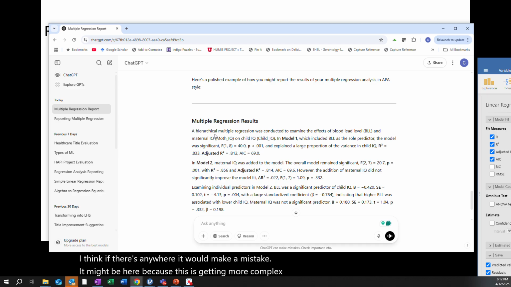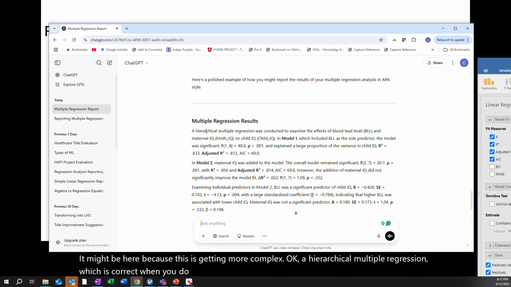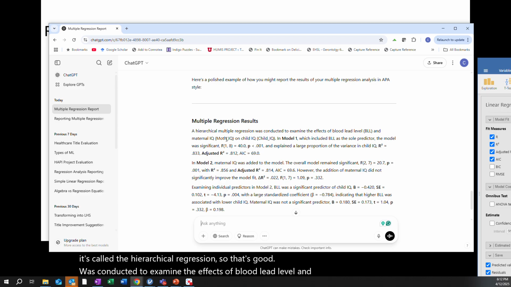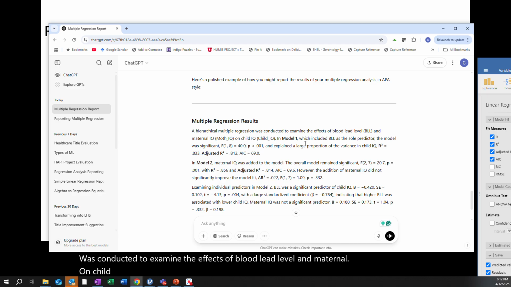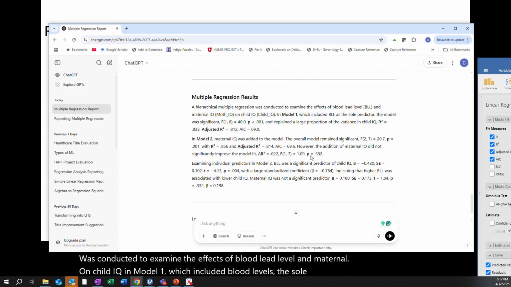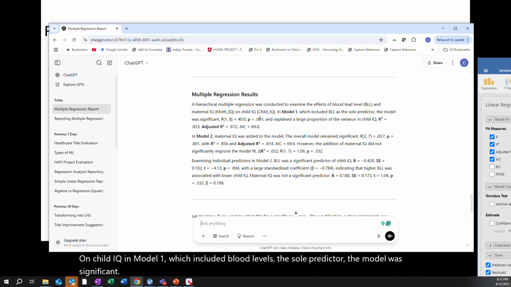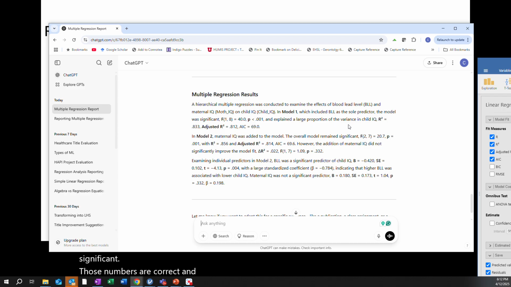Okay, a hierarchical multiple regression, which is correct when you do models that build on each other, is called a hierarchical regression, so that's good. Was conducted to examine the effects of blood lead level and maternal IQ on child IQ. In model 1, which included blood lead level as the sole predictor, the model was significant. Those numbers are correct and explained a large portion of the variance in the model with adjusted R-square and AIC of 69.